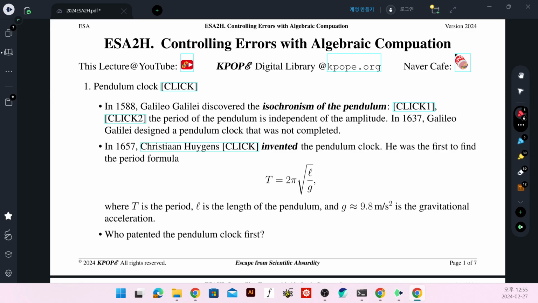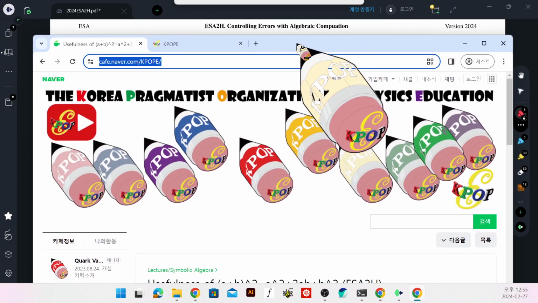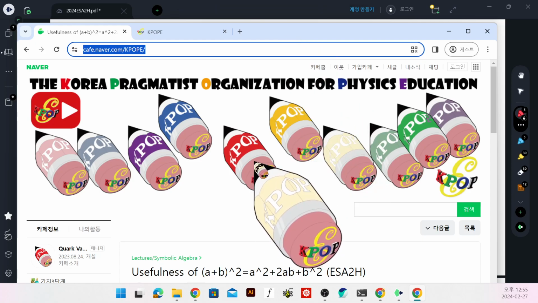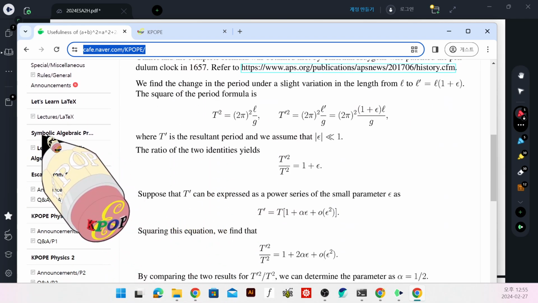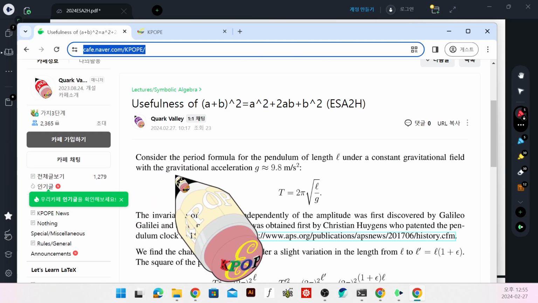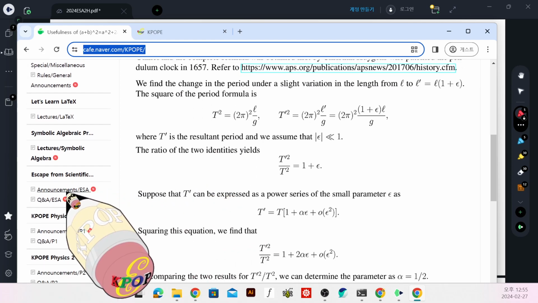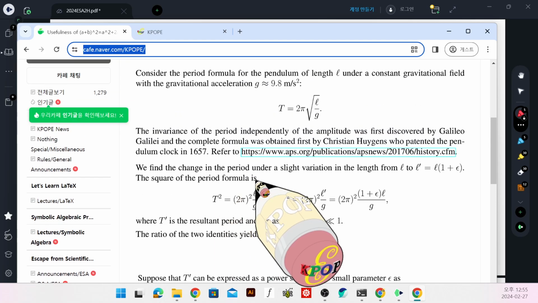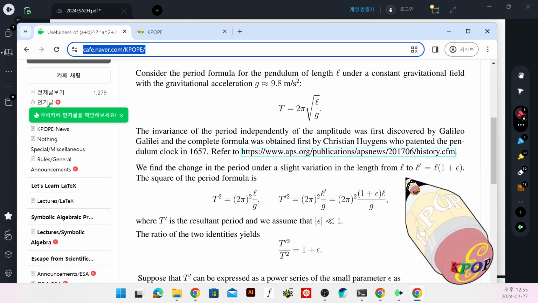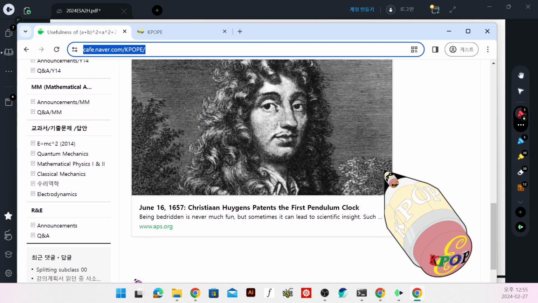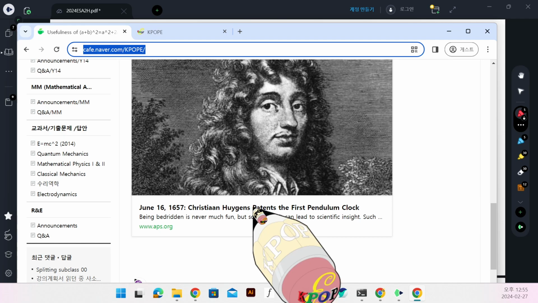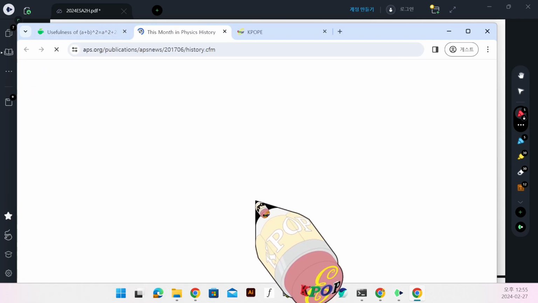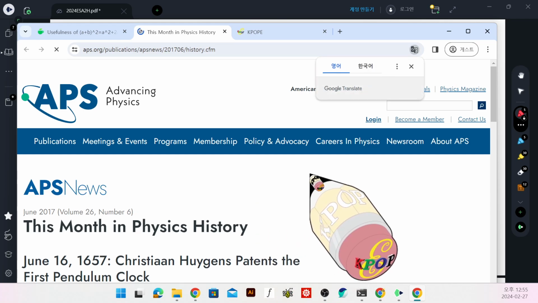Wait and see. If you visit our K-pop neighbor cafe, there's a place in here, the board with the symbolic algebraic computation. You will find a copy of this related version. So Christian Huygens patents the first pendulum clock. You can click this to find further details from APS.org, that is, the American Physical Society.